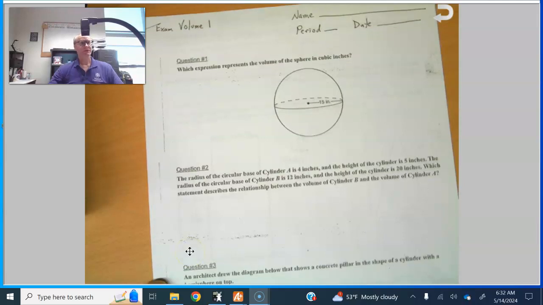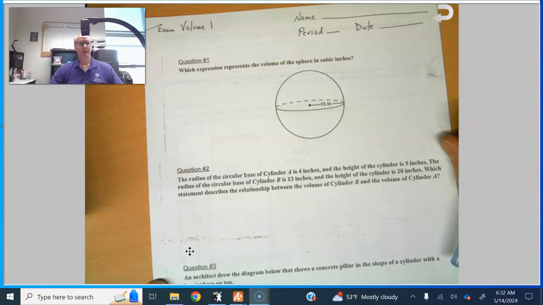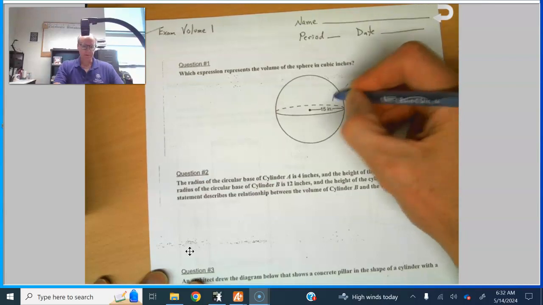Hi, everybody. We're going to go ahead and do the exam, volume one. I'm going to go through some of the problems here. It says, which expression represents the volume of the sphere in cubic inches? We have a radius here of, looks like 15 inches.